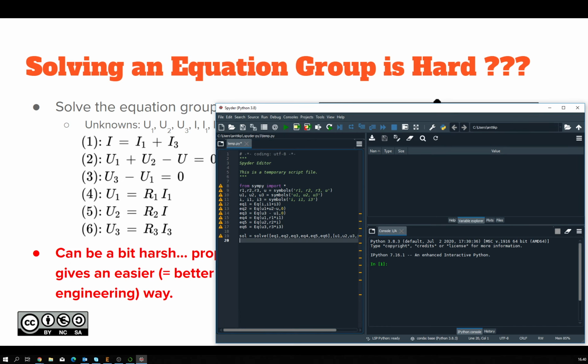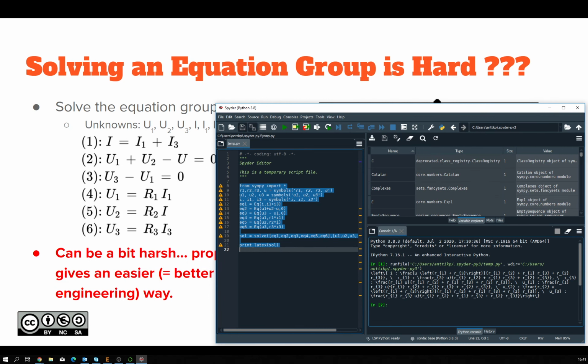Now we can run this one and then print the answer. So let me also put the print command here, and I will be printing in LaTeX form, which is quite nice. From that LaTeX text there are plenty of different ways to put it into a nice printed form. Okay, run that one. And we got the answer right here. That's the equation group solved for unknowns U1 to U3 and all the unknown currents.